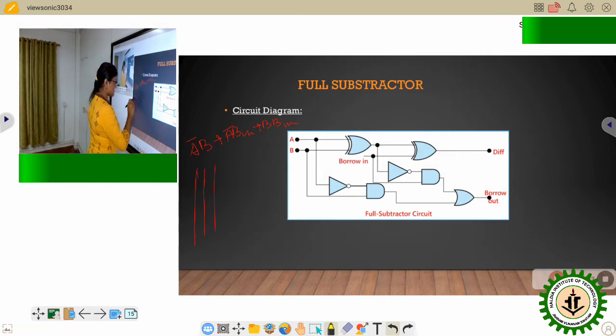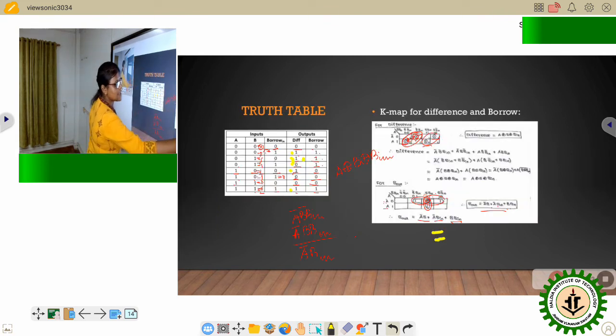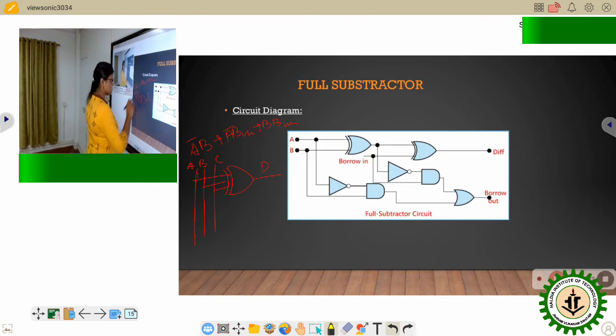This is for difference. A, B, C. This is A, B, C for the difference. Here we are getting the answer as A XOR B XOR B in. Okay. Next we are getting A, B in.